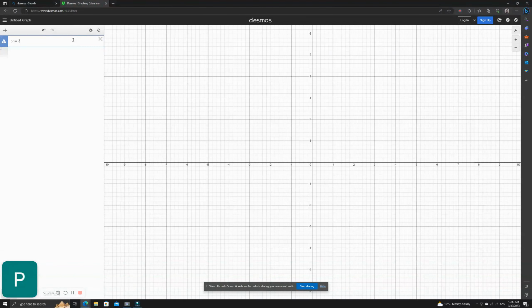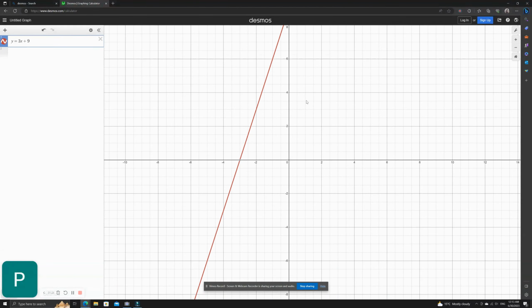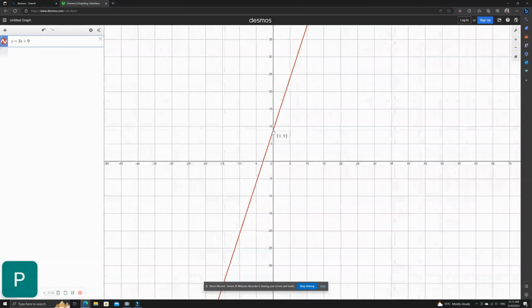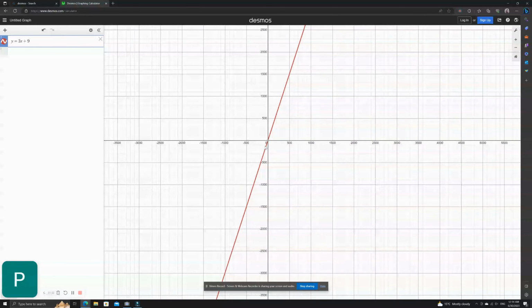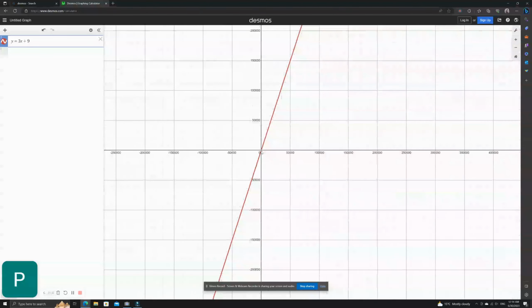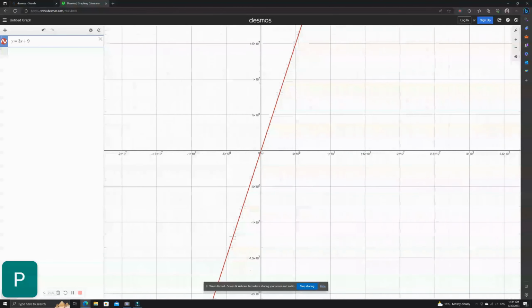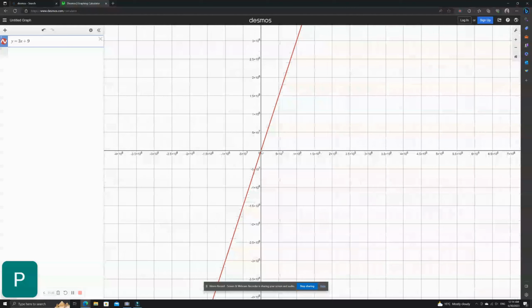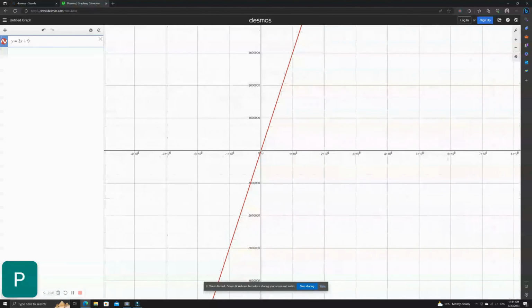So when it comes to a straight line, we usually think about straight lines in the form of y equals mx plus c, but what does that really mean, and what does it look like? So let's just have a look at y equals 3x plus 9. In the case of y equals 3x plus 9, you can see that it's a straight line, and it goes on for an infinite amount of space.